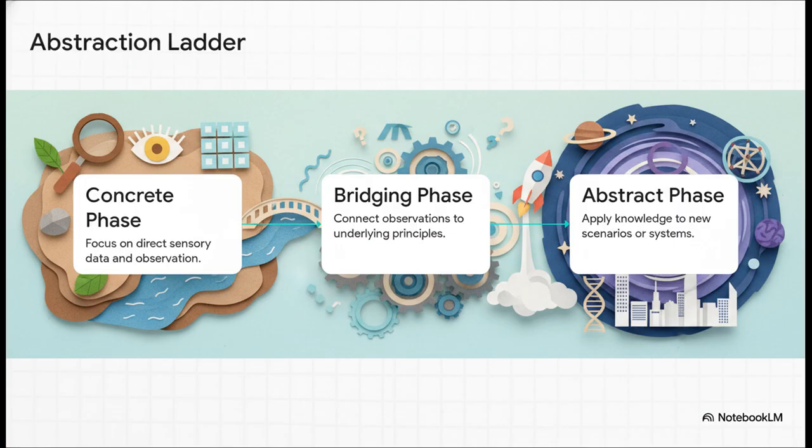It's literally a ladder. Step 1 is the concrete phase, focusing strictly on direct sensory data and observation. Then, step 2 is the bridging phase, where you prompt them to connect those raw observations to underlying scientific principles. And finally, step 3 is the abstract phase. This is where you ask students to apply that newly formed knowledge to completely unseen systems.